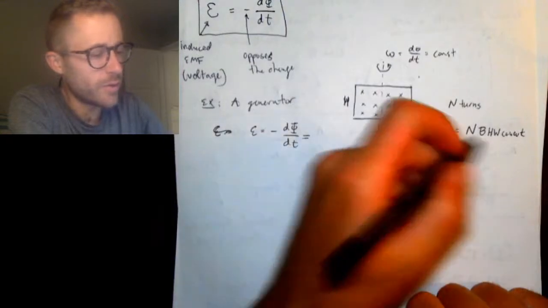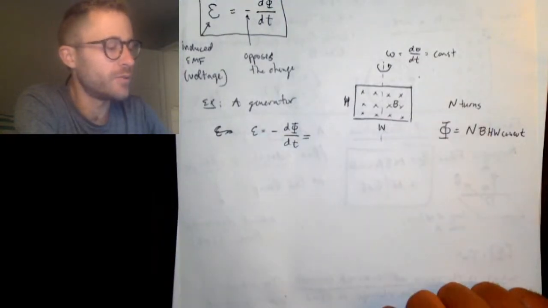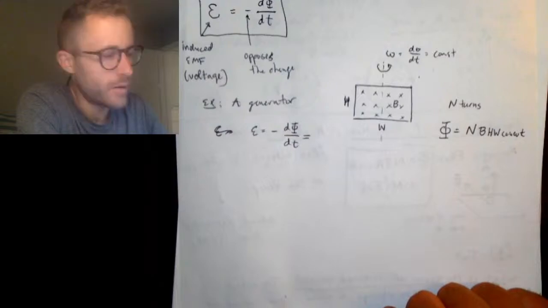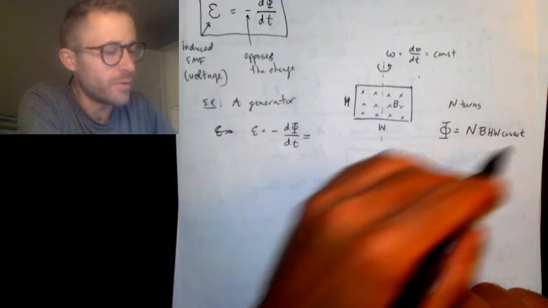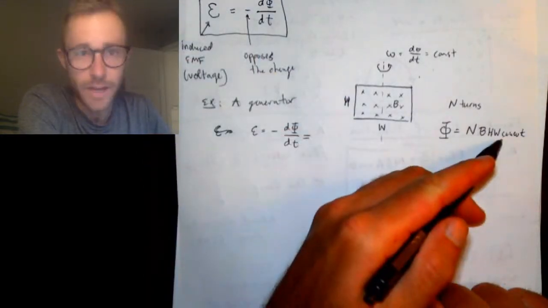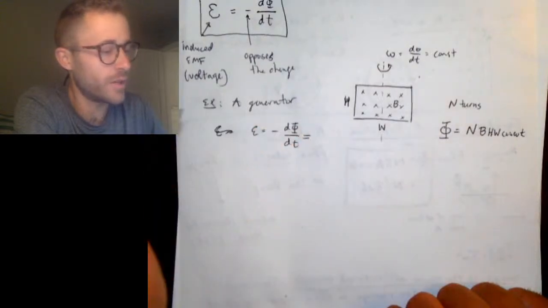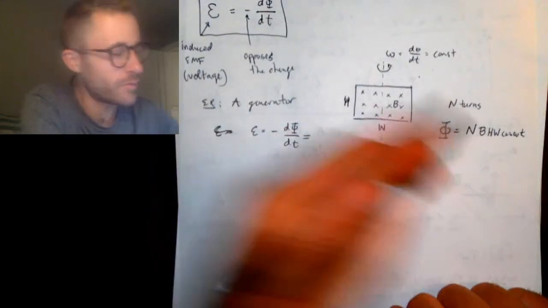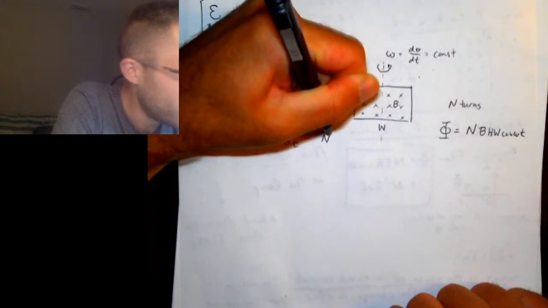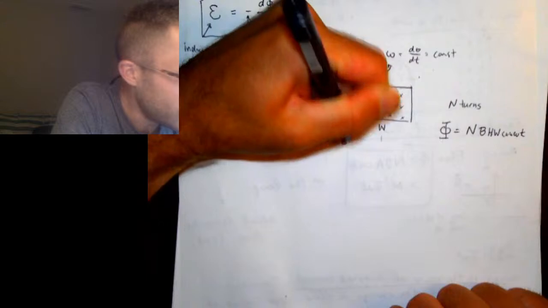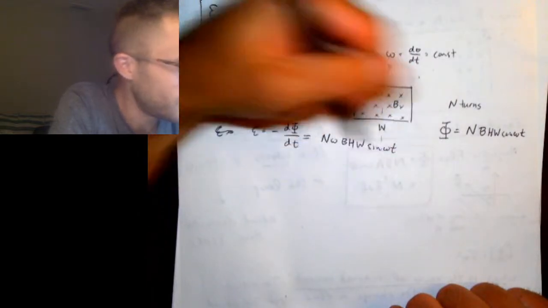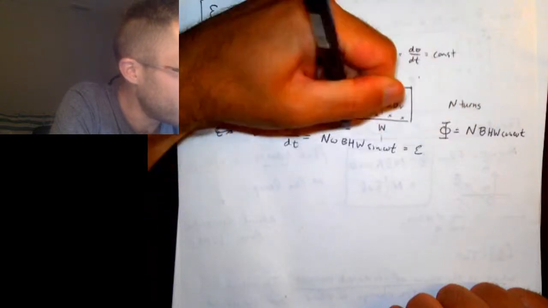And so taking the derivative of cosine: the derivative of cosine is negative sine, but then we cancel it out with this negative, and then the chain rule brings out a factor of omega. So you get N omega B H W sine of omega t. And that is the induced EMF.